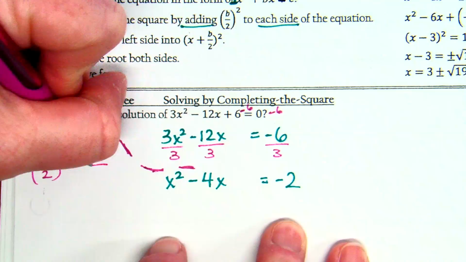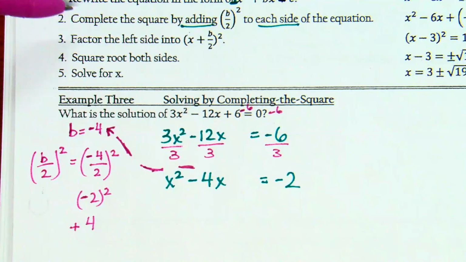What is negative 4 divided by 2? Negative 2. What is negative 2 quantity squared? Positive 4. What do I do with that positive 4? We add it to both sides of the equation. So we just found b over 2 quantity squared value to be 4. We're going to add it to both sides of the equation.